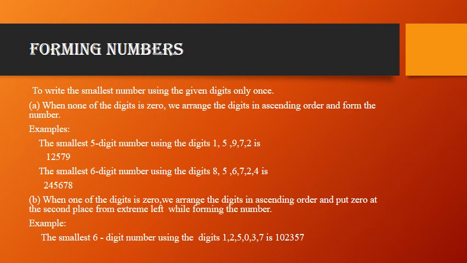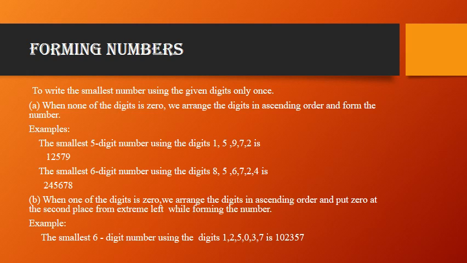Moving on to the next example, children. The smallest 6-digit number. Again the digits are given: 8, 5, 6, 7, 2, 4. None of the digits is 0, children. So the simple rule again is to arrange the digits in ascending order.